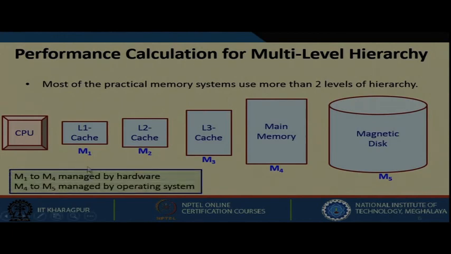M1 to M4 is managed by hardware. This is very important. The cache memory module and the main memory are entirely handled by hardware, but M4 to M5 is handled by the operating system.